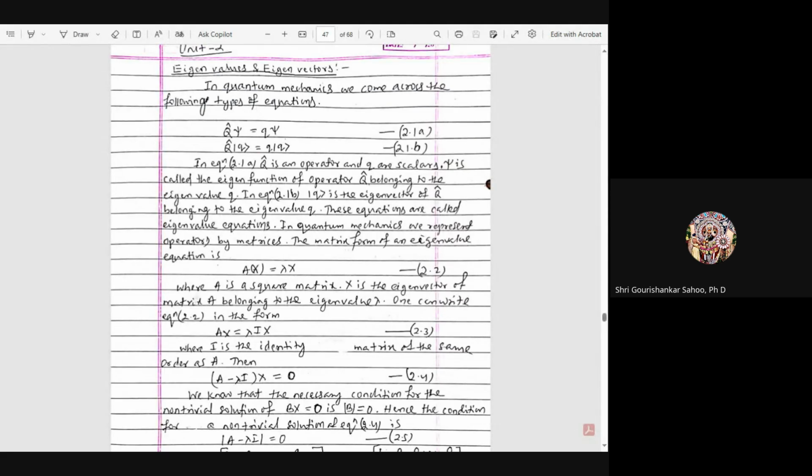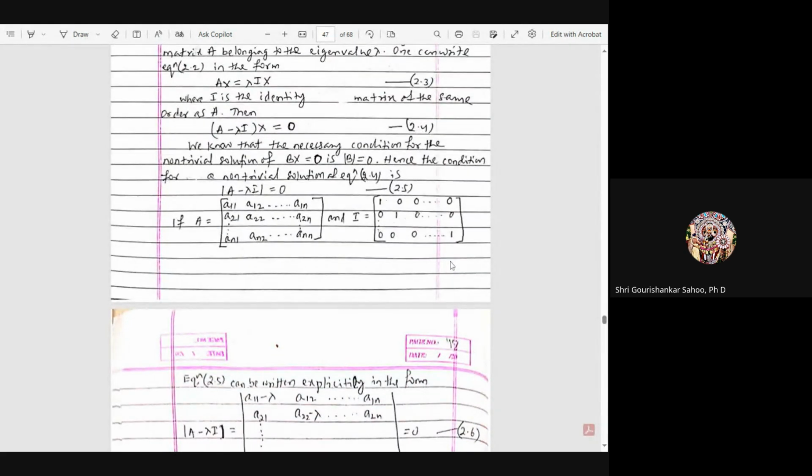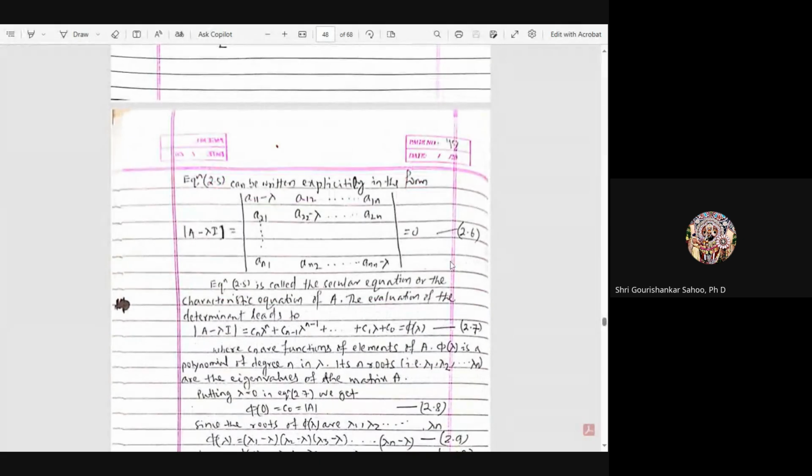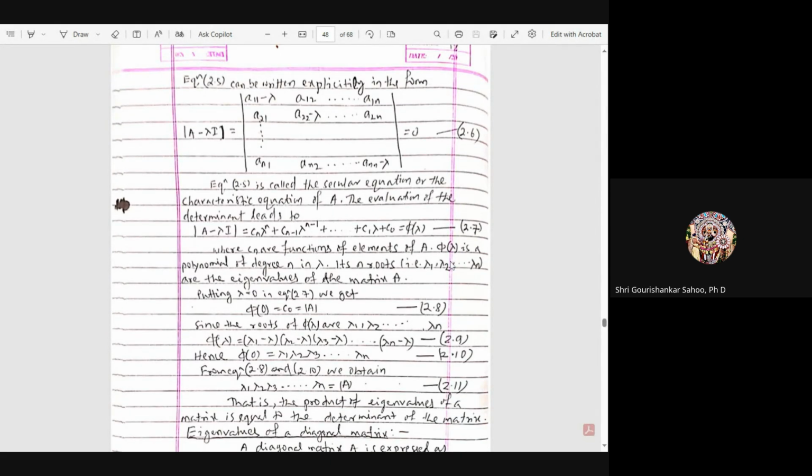So you can write A x is equal to lambda I x, and A minus lambda I multiplied by x is equal to 0. In matrix form, A is equal to A11, A12, and so forth up to A1n, A21, A22, up to A2n, and so on up to An1, An2, up to Ann, and I will be a diagonal matrix having diagonal values 1, 1, ..., 1 and all other entries 0. From the secular equation or characteristic equation, A minus lambda I, you can solve it and get the eigenvalues.